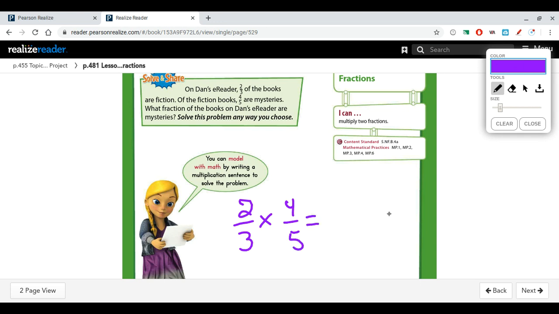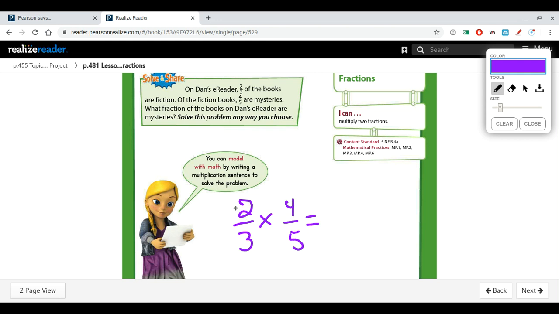The very first thing I'm going to do, for cross canceling, is look at the diagonals. So I look at 2 and 5 and ask, do these two numbers have a number in common that I can divide by? 2 can only be divided by 2 and 1. 5 can only be divided by 5 and 1. They don't have a value in common. 3 and 4: 3 can only be divided by 3 and 1 to make a whole number. They can be divided by other values, but I'm looking for whole numbers. 4 can only be divided by 4, 2, and 1, so they don't have any common factors. So I can't simplify before I multiply. I'm going to have to see if I can simplify after I multiply.